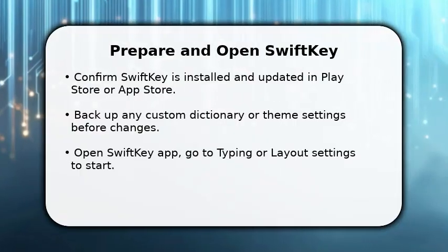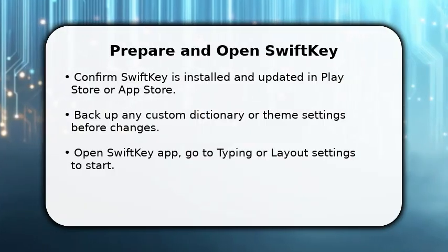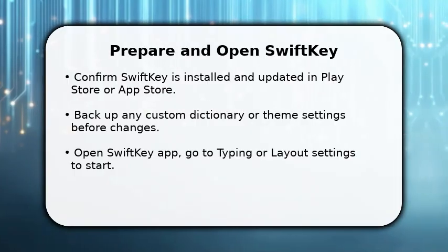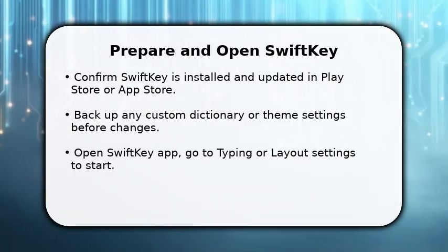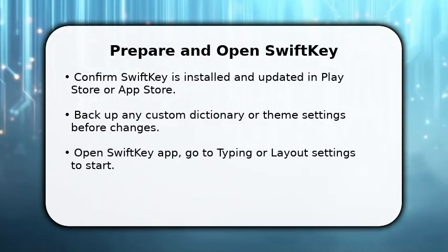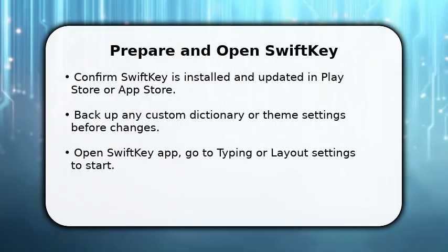You'll start by confirming the app and your data are ready. Open SwiftKey and go directly to Settings so you can change the key cell quickly. Once there, tap Typing, then Keys or Layout to reveal the keyboard grid. Make sure autocorrect and flow are off if you want precise changes.